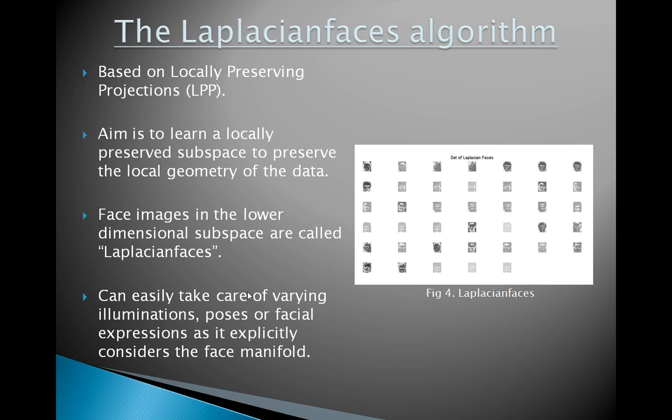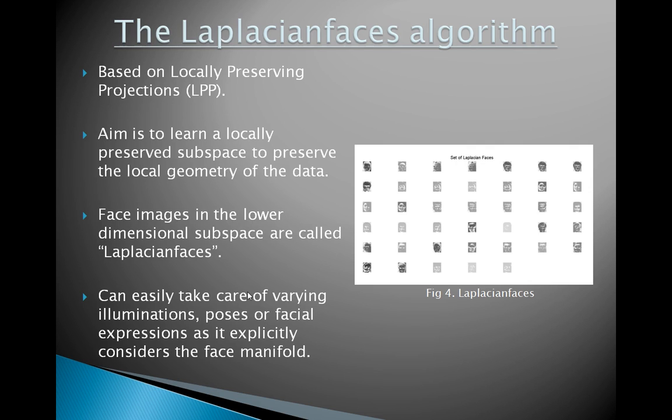Finally, the third algorithm that has been used is the Laplacianfaces algorithm. When PCA and LDA are used for face recognition, only the global structure is preserved. But in some applications, preserving the local structure is also desired. For such cases, another algorithm called locality preserving projections (LPP) is utilized. The aim of this algorithm is to learn a locality preserving subspace with the aim of preserving the geometry of the data along with the local structure.